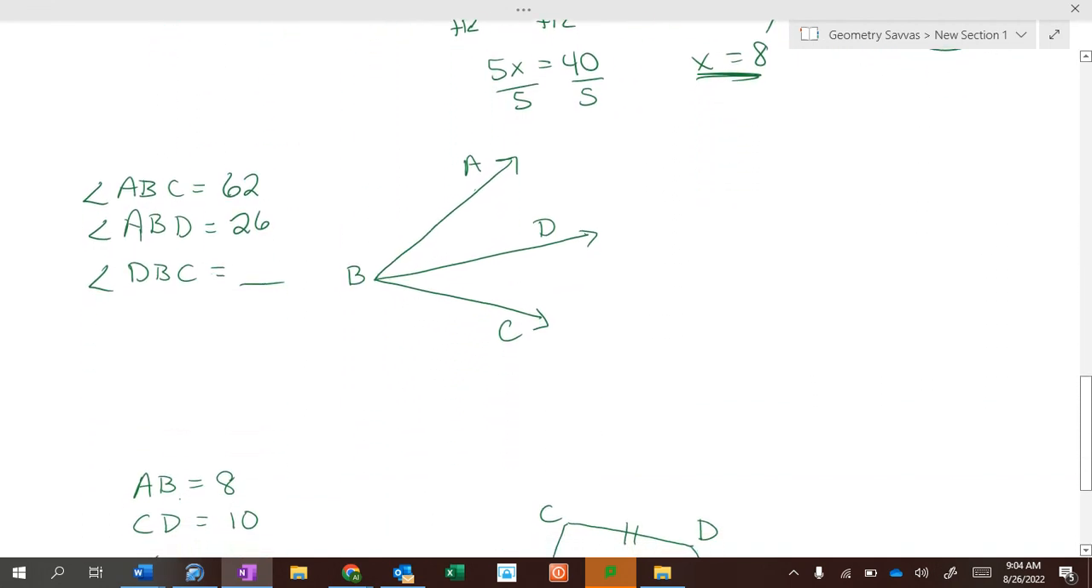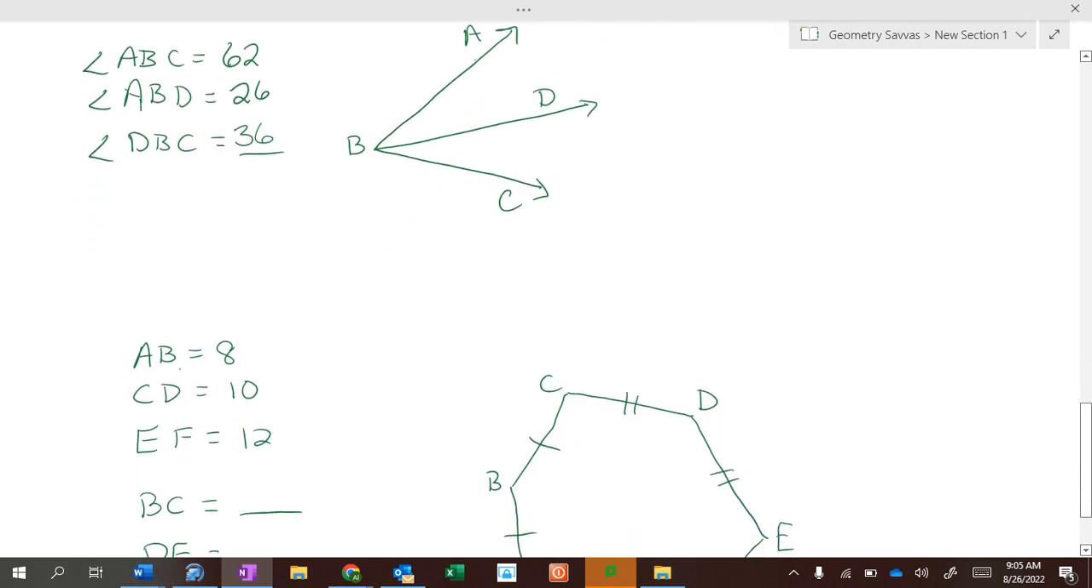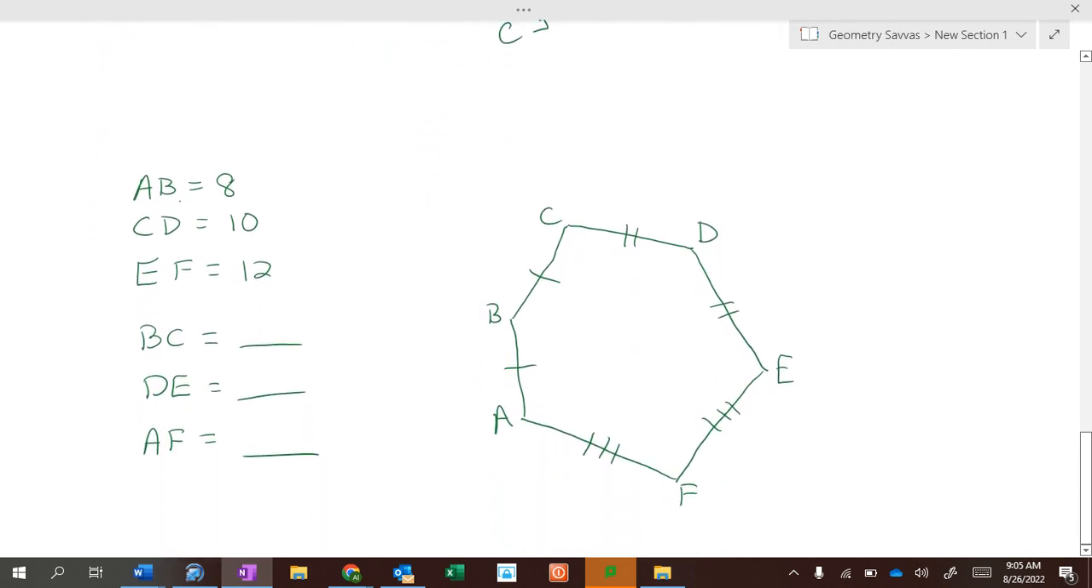Okay. If ABC is 62 degrees, ABD is 26 degrees, what is DBC? What do you do with those numbers? Subtract them, because ABC is the whole thing. ABD is this little part. We need this little part. So 62 minus 26 is 36. Okay? So make sure you have your calculator, because those come in handy on problems like this.